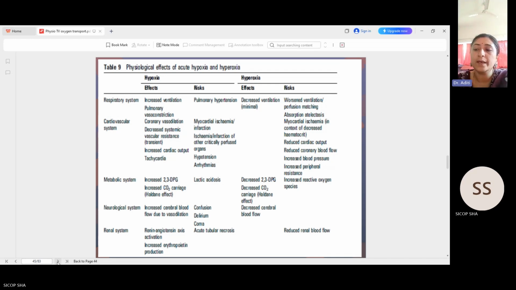peripheral resistance, increased reactive oxygen species, and there could be reduced renal blood flow, which can again result in kidney injury. So hypoxia or hyperoxia, either extremes of the parabola, are not going to be beneficial. Next.